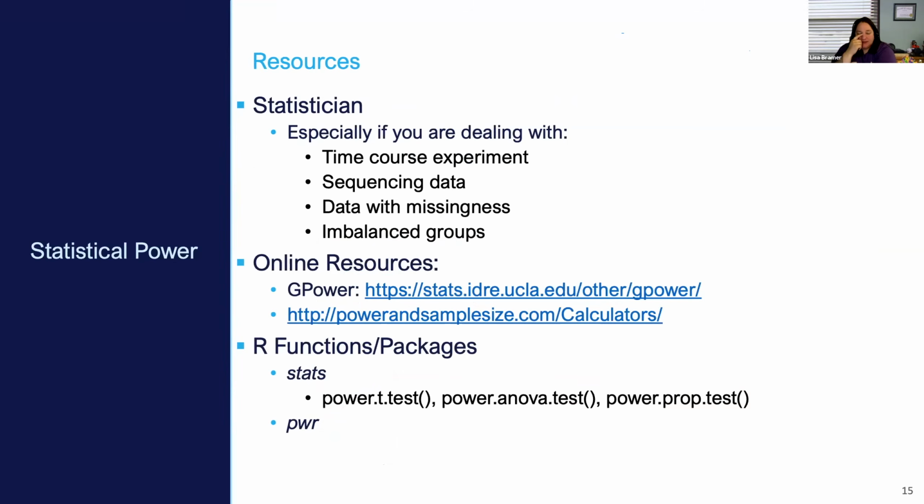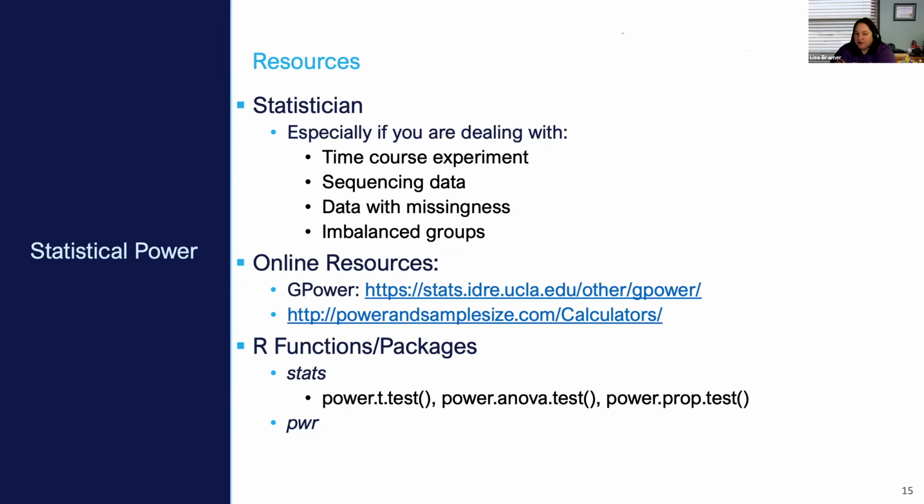I will say, if you need to actually think about power and how many replicates you need, the first suggestion I have is to contact your favorite statistician if you have someone at your disposal. But this is especially true if you're dealing with things like time course experiments, sequencing data, data that might have missing values, or imbalanced groups in your different treatment groups.